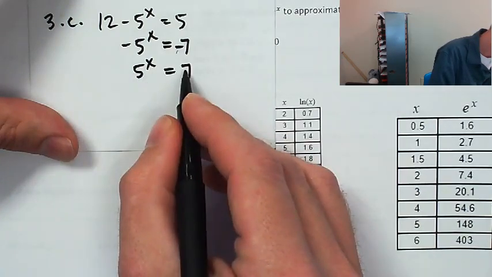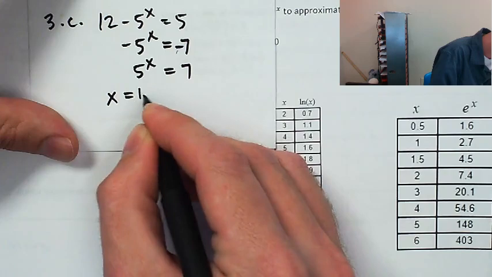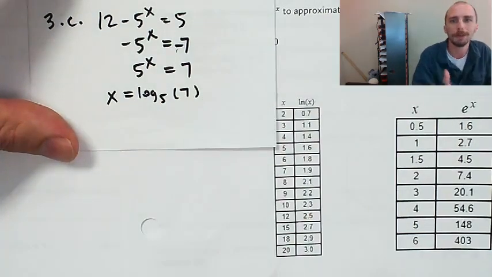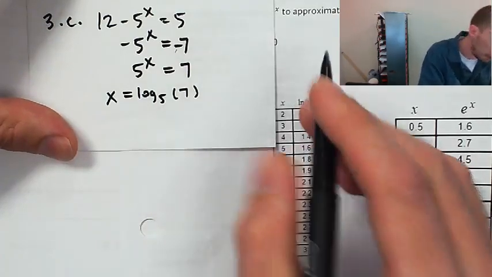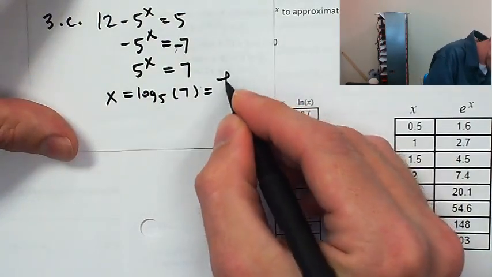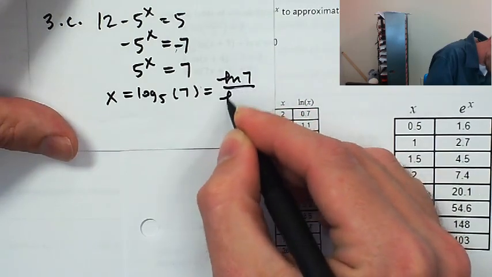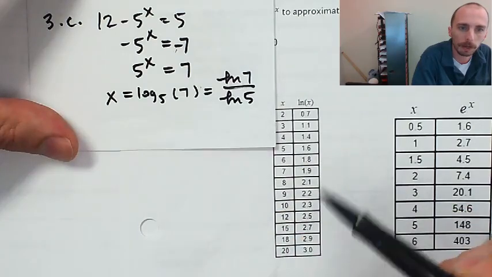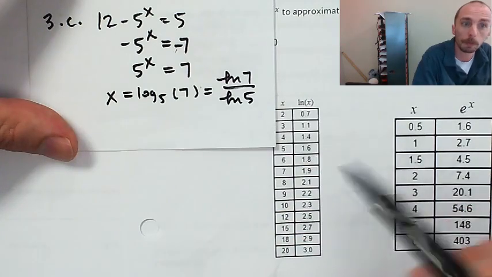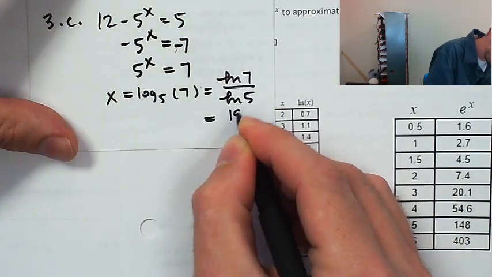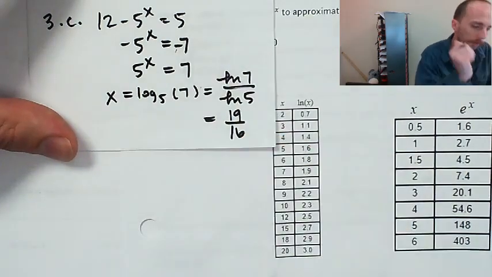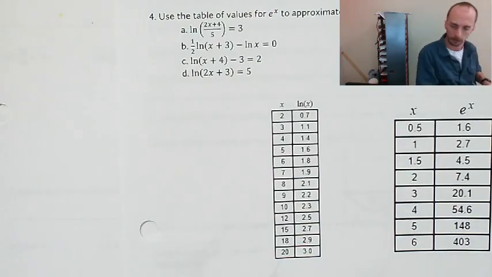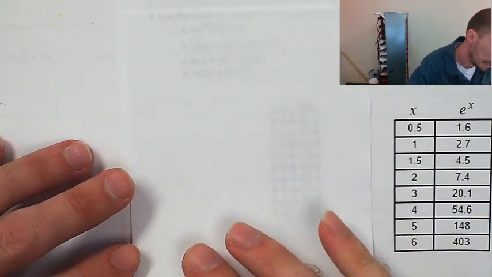And so I'm going to take the log base 5 of both sides, and I'll get x equals log base 5 of 7. But it's like, how am I going to look this up with a table of natural logs? I'm going to have to use the change of base formula. And I can force you into using the change of base formula. I don't have to just hand you a scientific calculator. Do something like this. So natural log of 7 divided by natural log of 5, 1.9 over 1.6. So that's like 19 over 16. That'll be a decent approximation. All right, let's see. All right, let's do 3D.